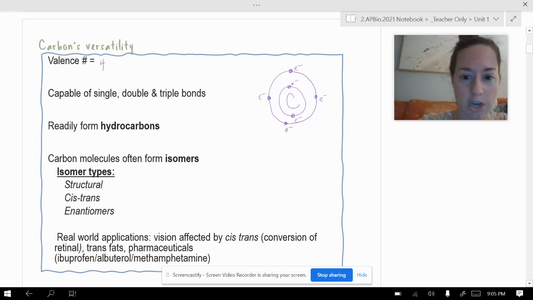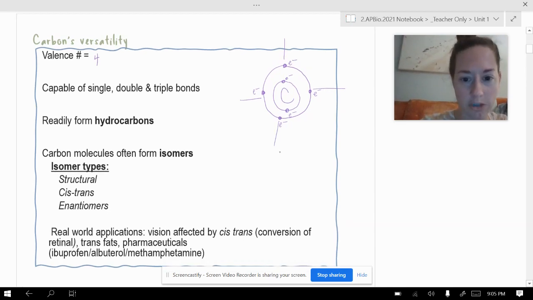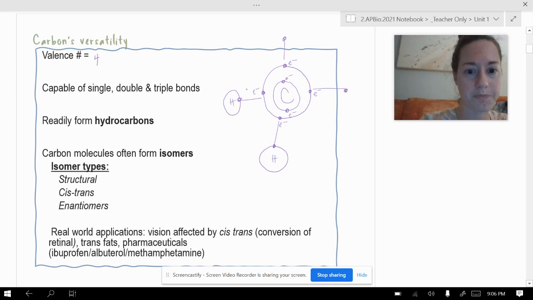So each of these electrons now is able to form bonds like this with other elements. So let's say it's 4 hydrogens. This would be an electron, an electron, an electron, and an electron. Hydrogen only has 1 electron. Its atomic number is 1. Oh my gosh, my circles are really struggling.